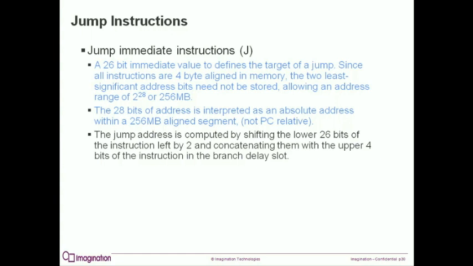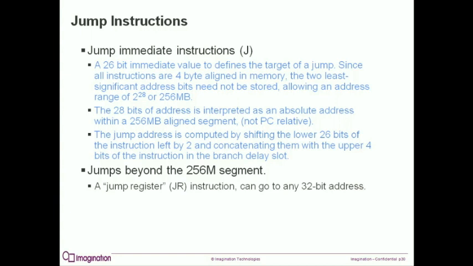The good news is the assembler allows you to use the label of the jump target and does the shifting and concatenating for you. To reach outside the current 256 megabyte PC region, you will need to use the jump register instruction. The jump register instruction uses a register that contains a 32-bit absolute address, so the jump target can be anywhere in the 4 gigabyte address range.